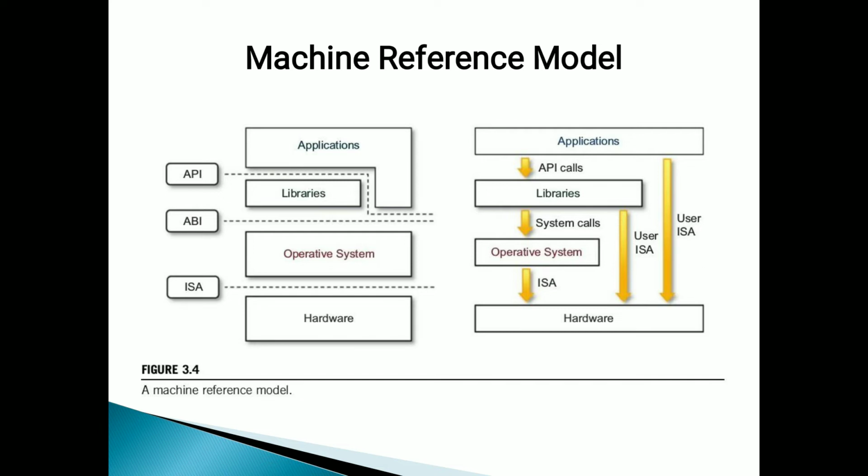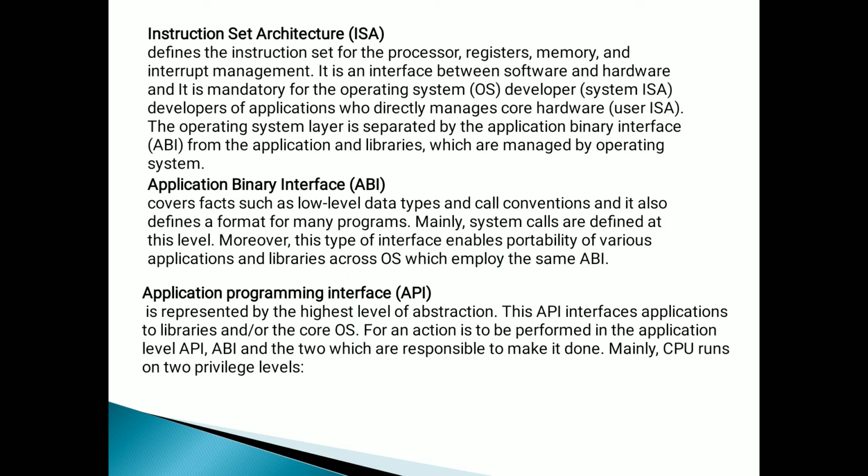So next is the machine reference model. Let us see about it. At the base layer, the model for the hardware is declared in terms of an architecture, that is, the instruction set architecture. It defines the instructions for the processor, register, memory and interrupt management, or we can say it is an interface between software and hardware, and it is mandatory for the operating system or developers of applications who directly manage core hardware.